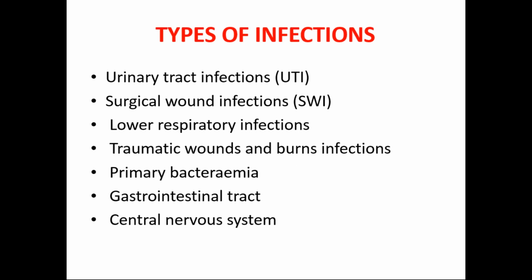Types of hospital-acquired infections. What are the different types of hospital-acquired infections? Urinary tract infections, surgical wound infections, lower respiratory infections, traumatic wound and burn infections, primary bacteremia, gastrointestinal infections, and central nervous system infections.